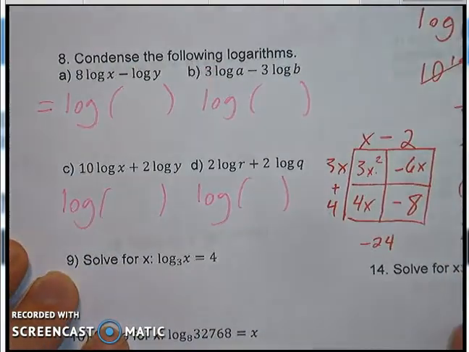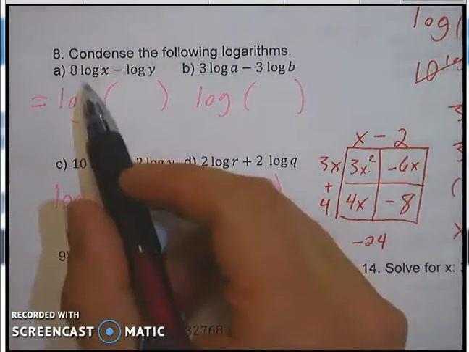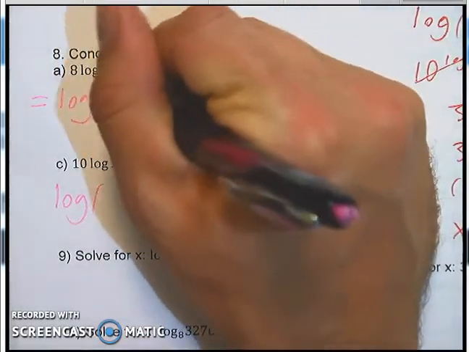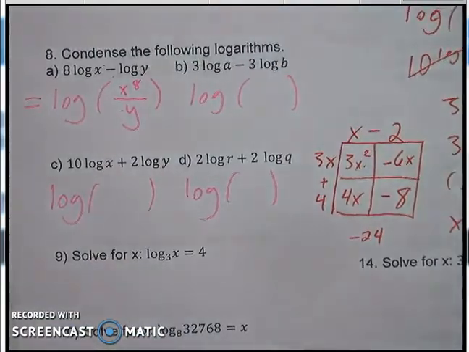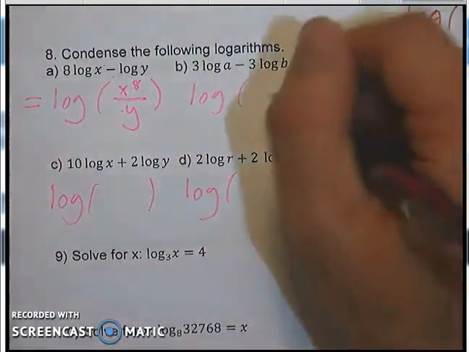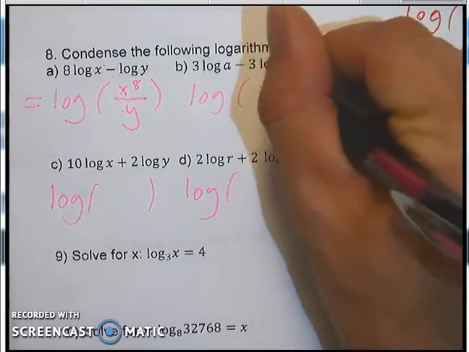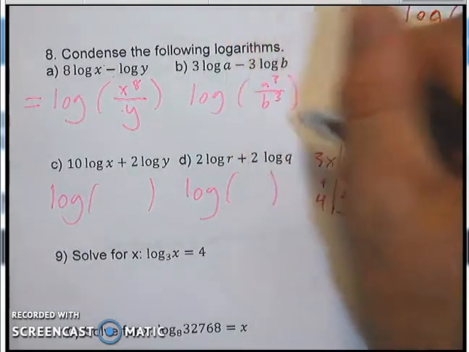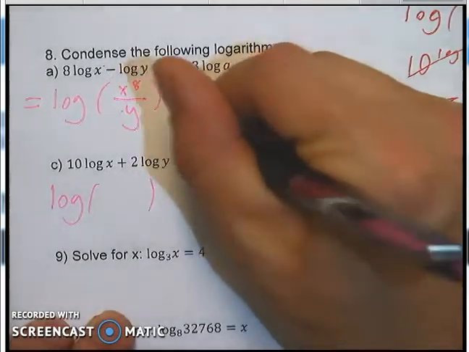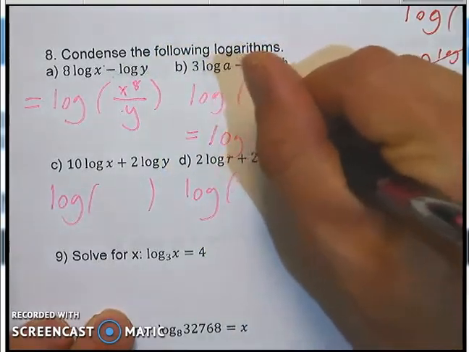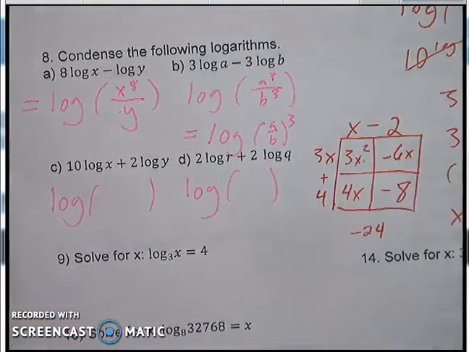So in the first one, that 8 goes up in the exponent, so that's going to be x to the 8th divided by y, since the minus sign becomes division. Here, the 3 goes into the exponent of the a and the exponent of the b. Since they are both the same power, a to the third, b to the third, another way to write that is log of parentheses a divided by b, to the third power. You can take the 3 and bring it right outside, because that exponent will distribute to the top and the bottom.